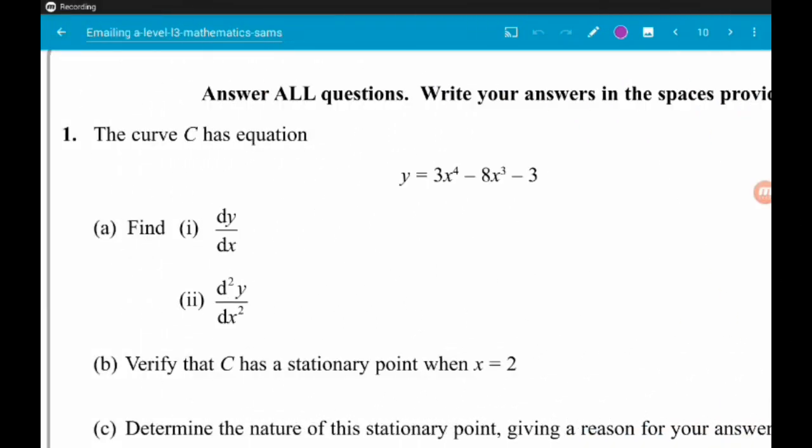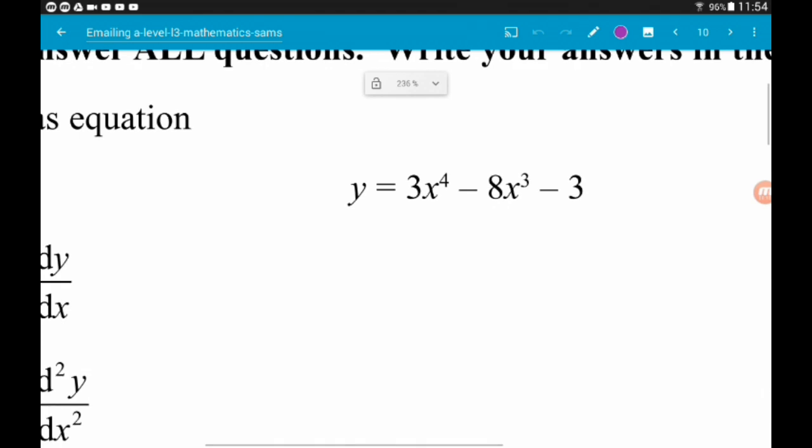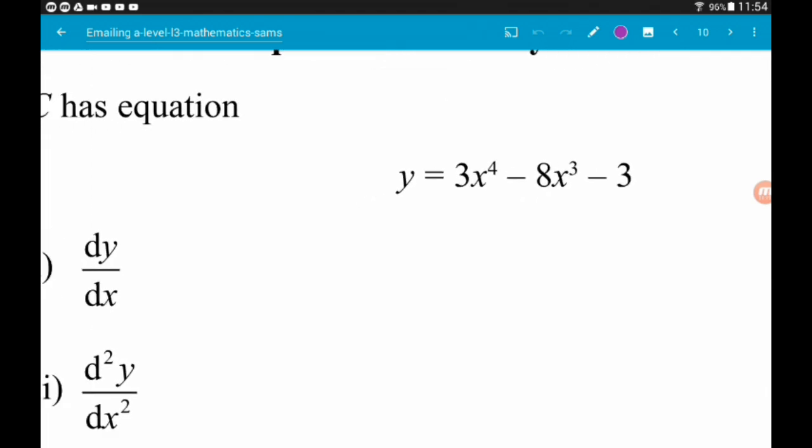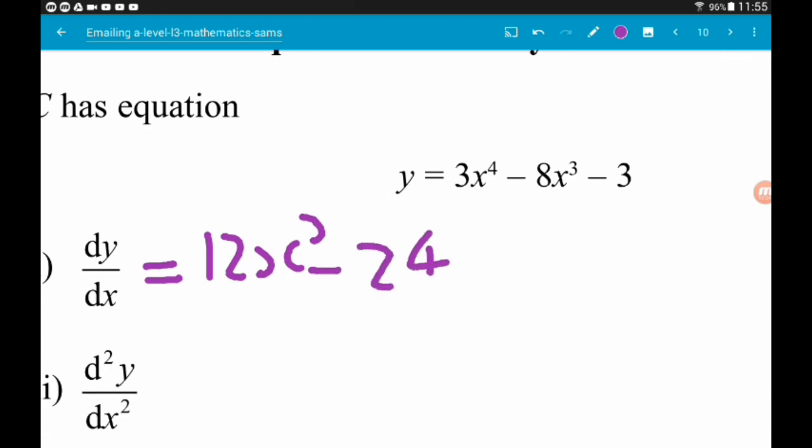Okay, question 1. The curve C has equation 3x to the power of 4 minus 8x cubed minus 3. Part 1 wants us to find dy by dx. So to differentiate this function, dy by dx is going to be 12x cubed minus 24x squared, and the minus 3 disappears.